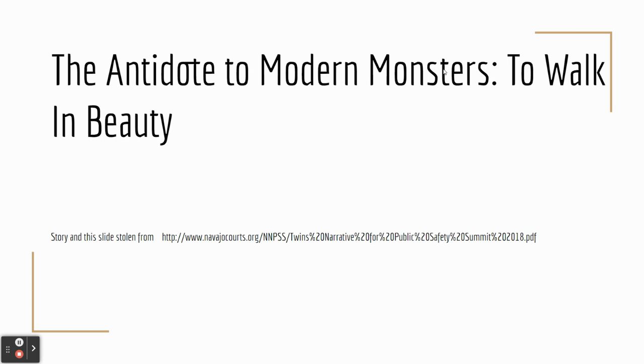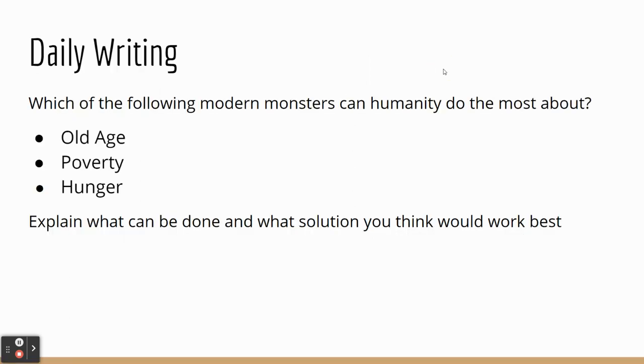All right? But your daily writing is going to be, which of the following modern monsters can humanity do the most about? Old age, poverty, or hunger? Explain what can be done and what solution you think would work best. And again, there's about 4 slides after this. So if you pause, make sure you come back and pick up those 4. If you don't pause, make sure you come back and do the daily writing in the comments.